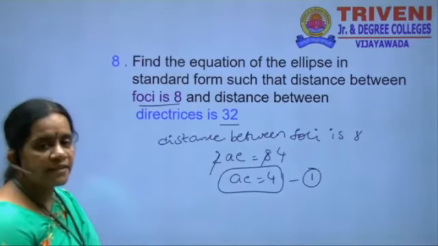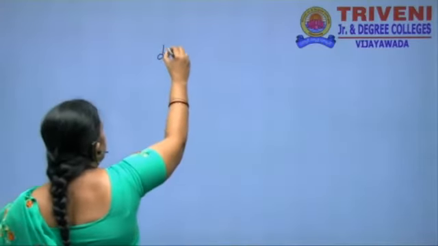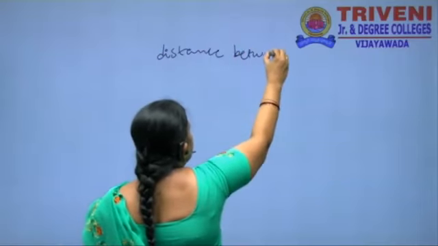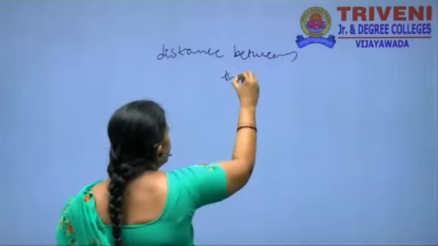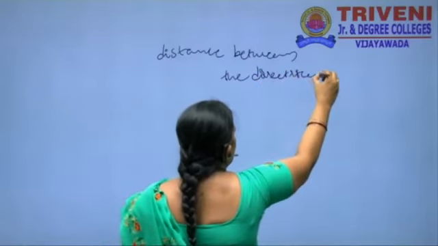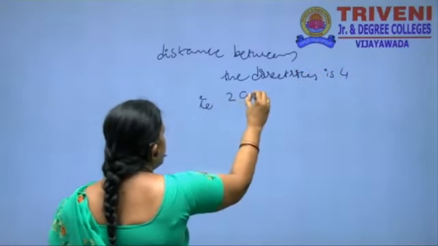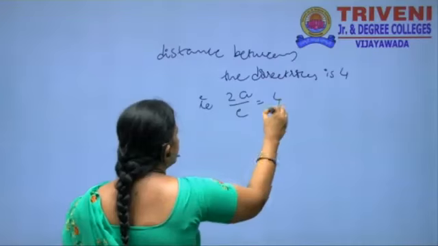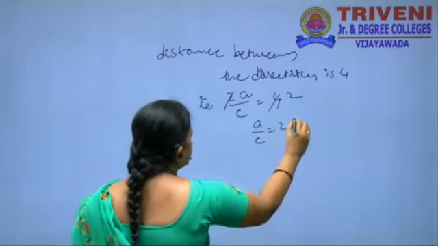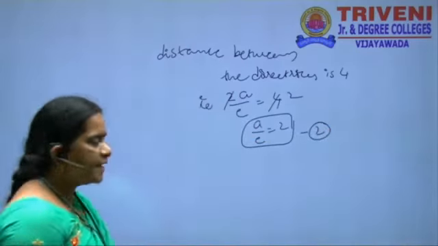And then the distance between the directrices. The distance between the directrices is 4, that is 2a by e is equal to 4. Here 2 will cancel 2 times. A by e is equal to 2. This is equation 2. Then you have to multiply 1 into 2.